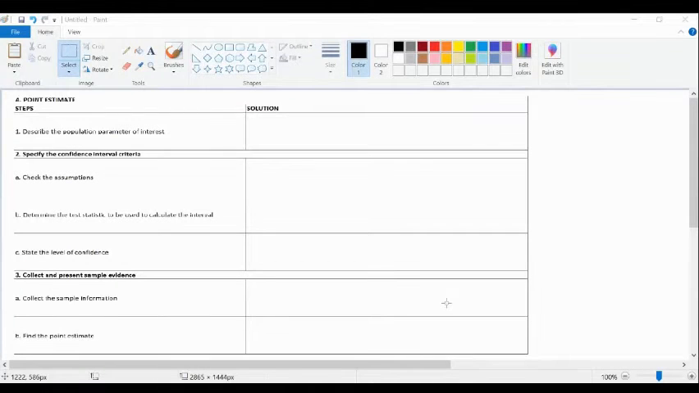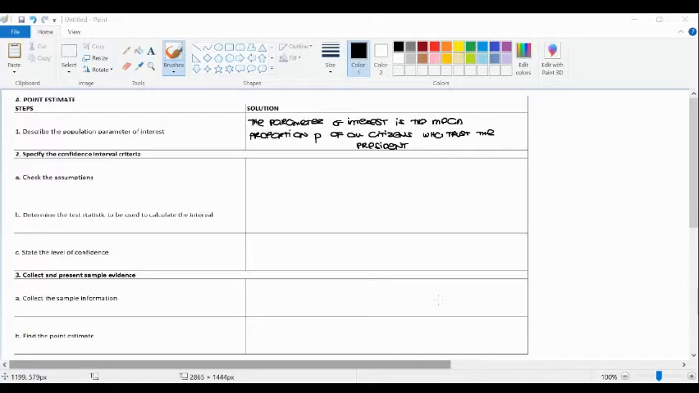To solve this, we're going to recall the four-step method in estimating a population parameter. First, we're going to find the point estimates and describe the population parameter of interest. Based on our sample statement, the parameter of interest is the proportion P of all citizens who trust the president.